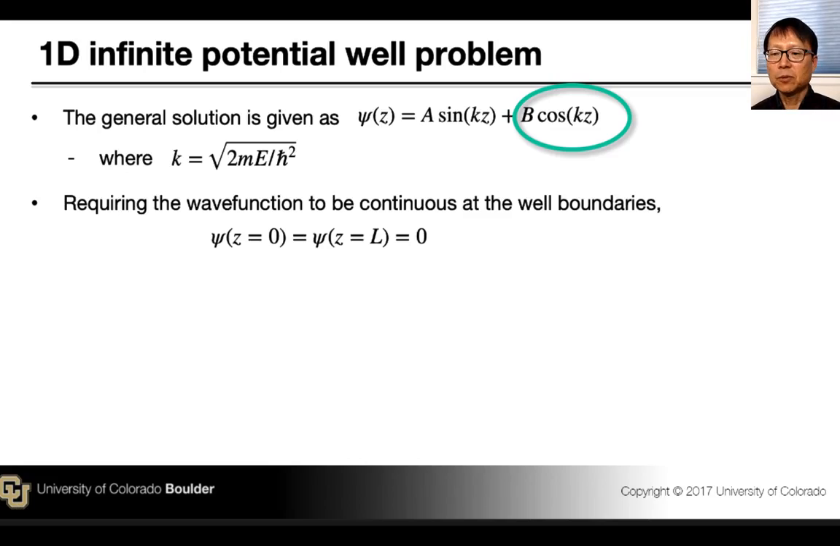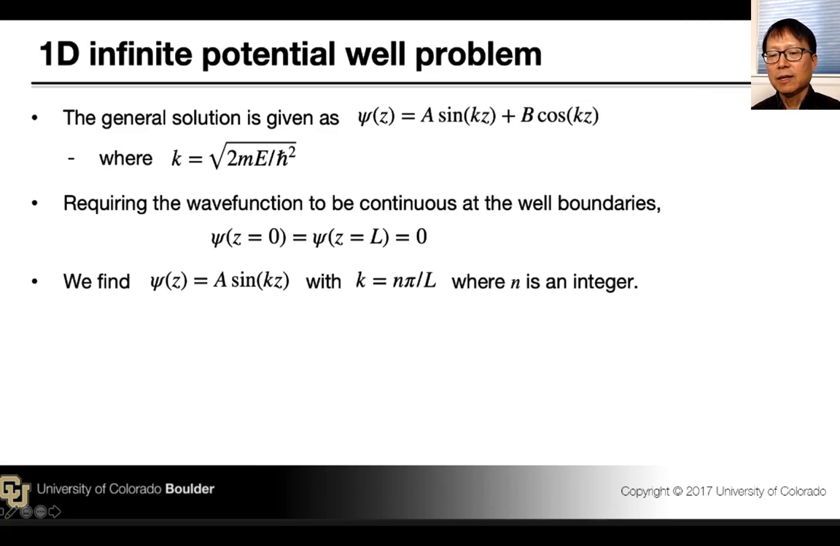So in order for the wave function to be 0 at z equals 0, we need to get rid of the cosine function, and that means the constant B multiplied to the cosine function is 0. The second condition, psi is 0 at z equals L, gives us a condition for the constant k here. And in order for the sine function to be 0 at z equals L, the k constant here should be an integer multiple of pi over L.